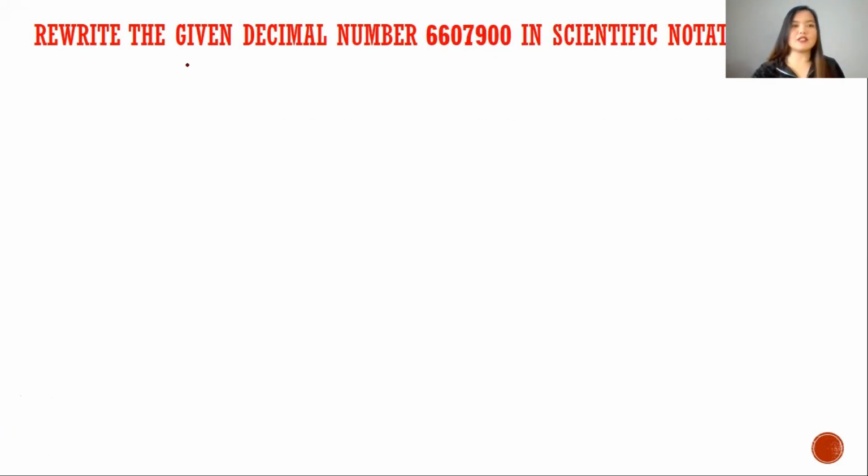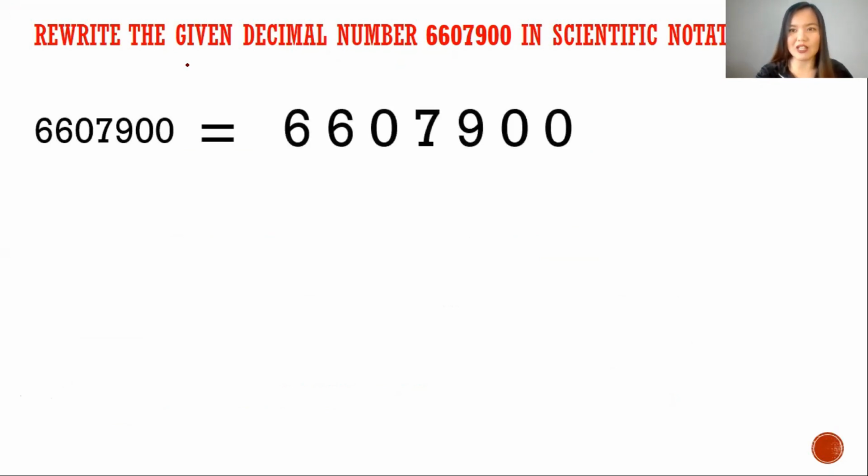So let's have another example. Rewrite the given decimal number 6,607,900 in scientific notation. Okay, first is to write the given and then identify the original decimal place. So that's the original. It's a whole number, so lahat ng decimal ng whole number ay nasa huli. So that's the original location. And then using the rule in writing scientific notation, it can be 6.6.